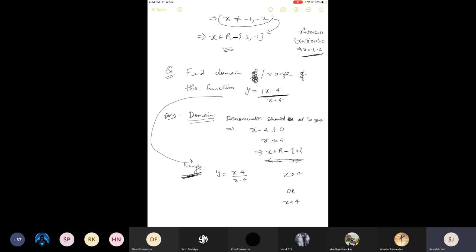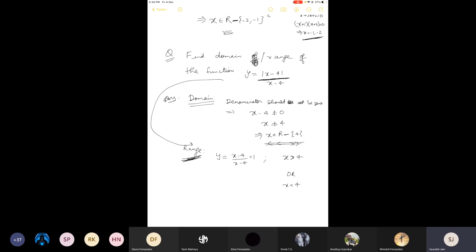And when x is less than 4, x minus 4 will become a negative value. But modulus always gives a positive value, so how will it open? It will open with a negative sign, so that the final output is positive. This we have already discussed so many times, and this will come out to be minus 1 only.